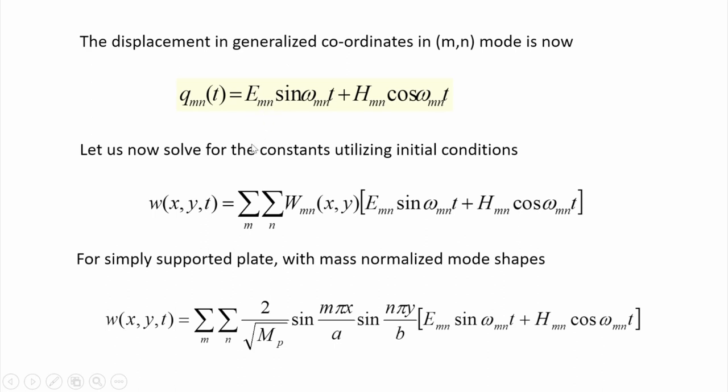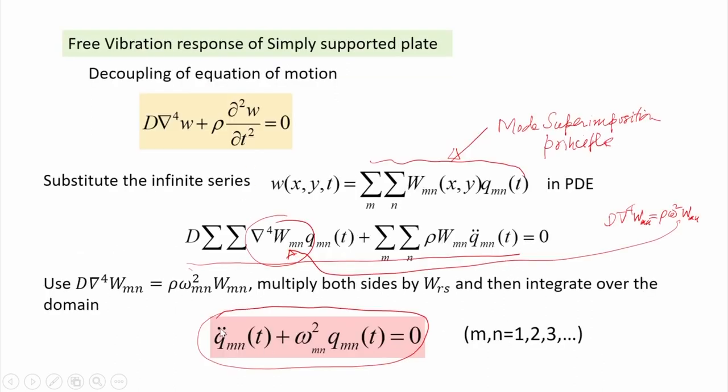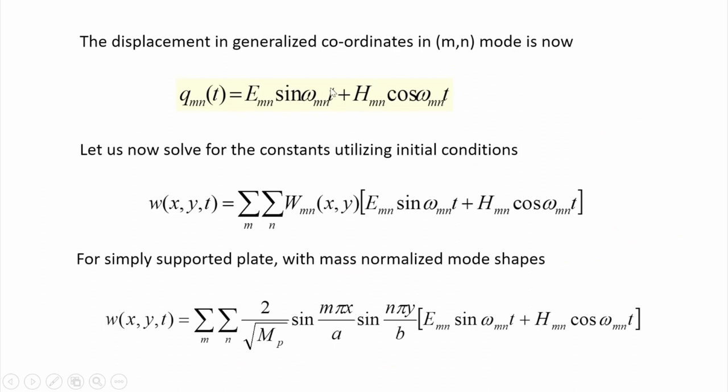So therefore, the earlier equation is a second order constant coefficient equation, and its solution is very well known, containing a sine term and a cosine term. So we can write it like that, or you can write it including one trigonometric function but incorporating a phase angle. Now let us solve for the constants utilizing the initial conditions.